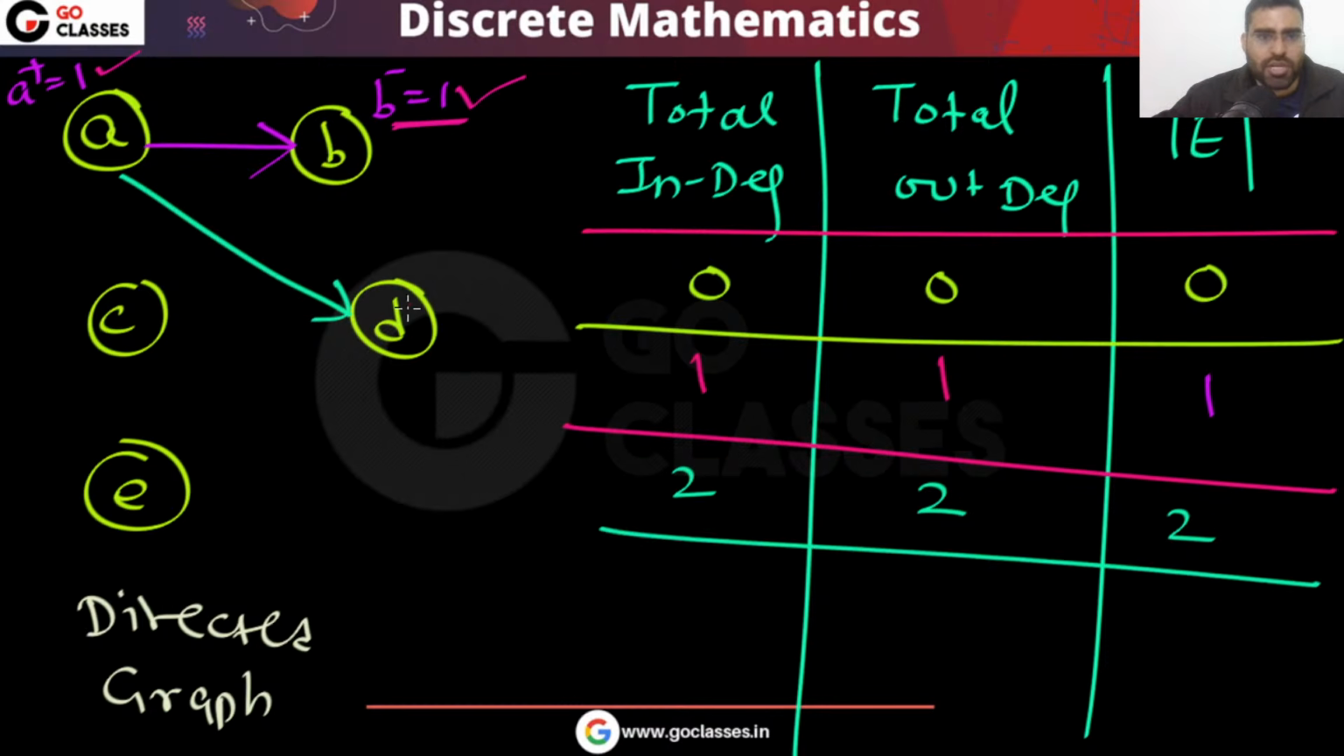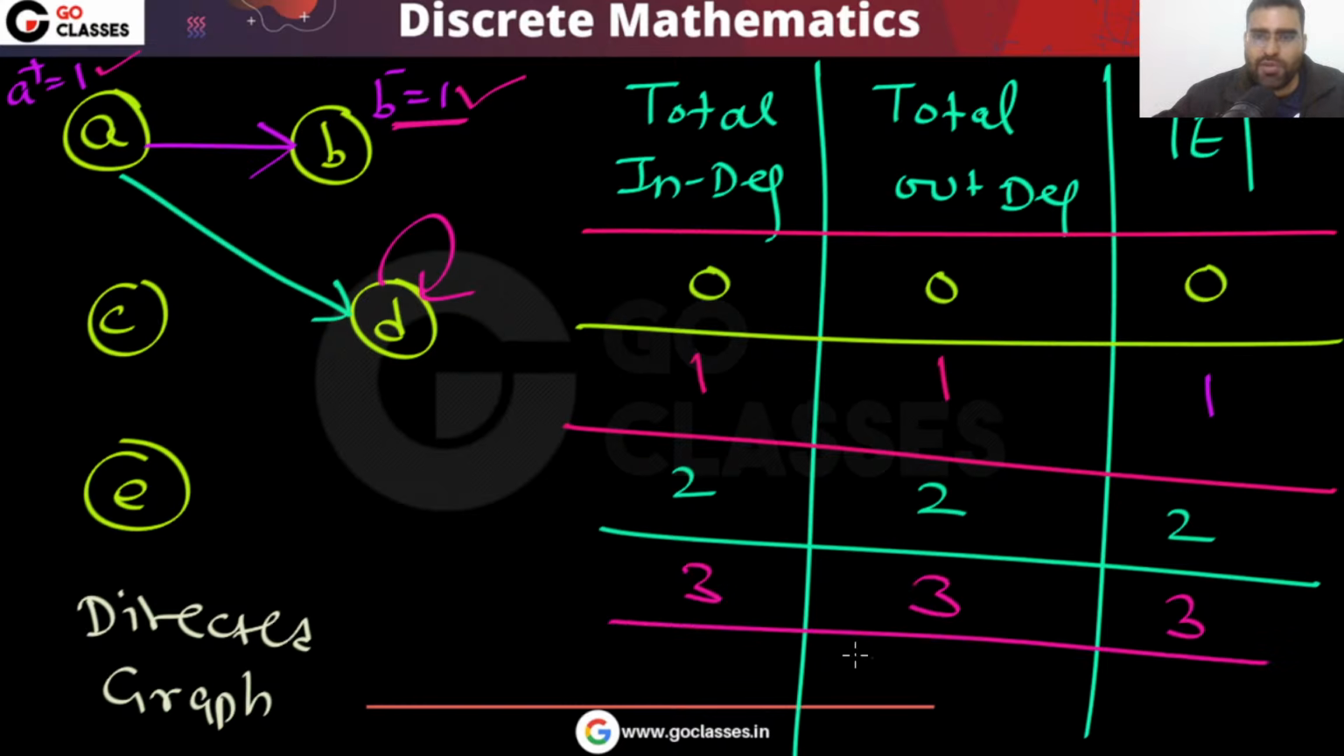Similarly, you can put any edge. For example, if I put this edge, a self loop, then 3 edges, again total in degree, total out degree. So that will always increase, and so that will always be same.